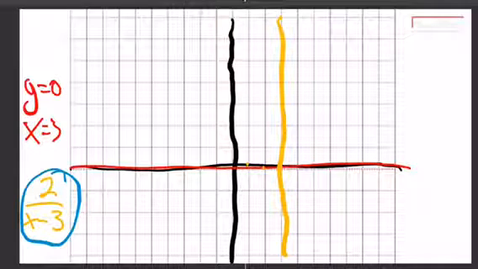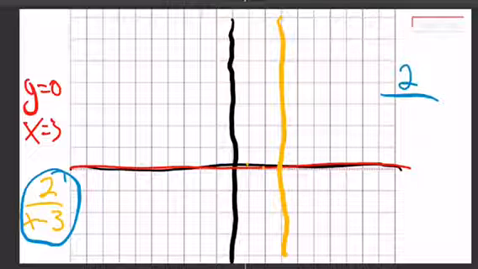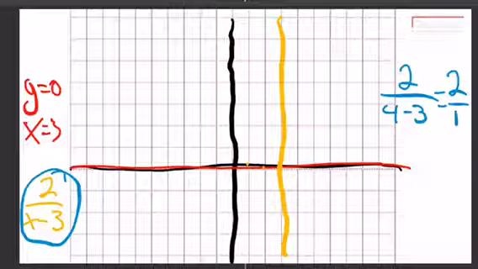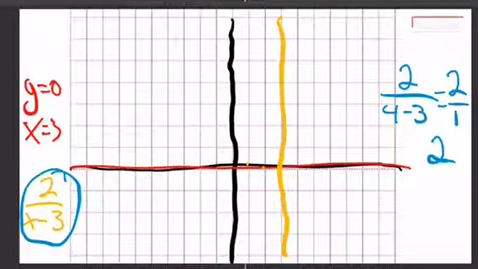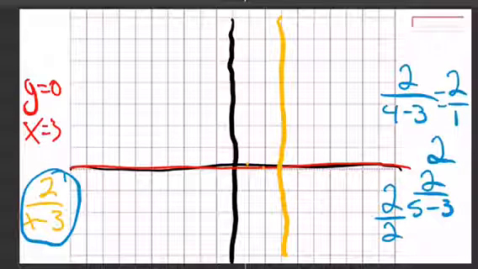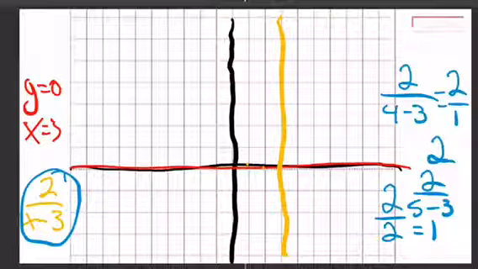So choose some points. Like I'm going to choose 4. So all we're going to do is go over here. 2 over 4 minus 3. And now we have 2 over 1. So the plot point is going to be at 2. Okay. And now let's get our second point, and I'll show you how to plot these. Our second point, I'm going to choose the number 5. Okay. So 2 over 5 minus 3 equals 2 over 2, because 5 minus 3 is 2, which equals 1. So now let's plot these.